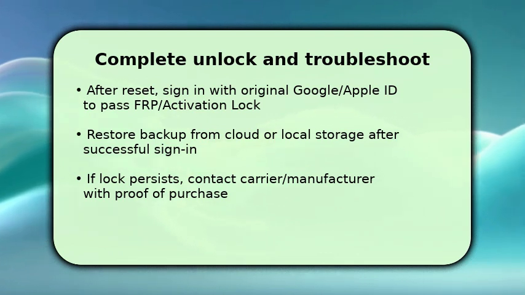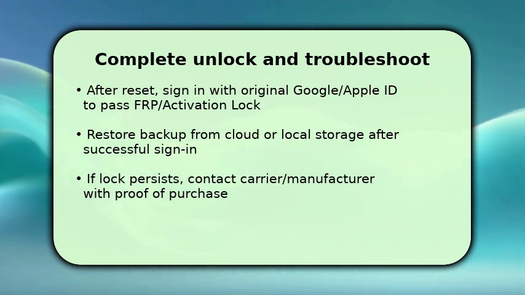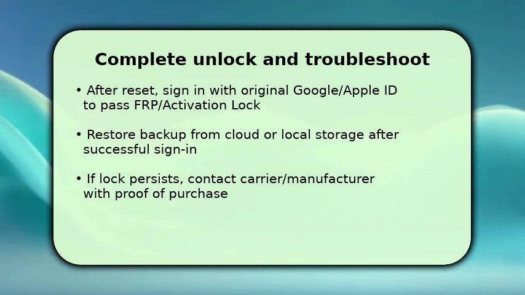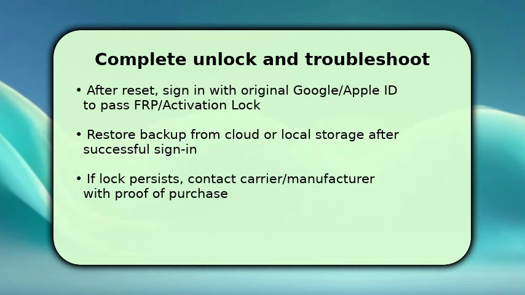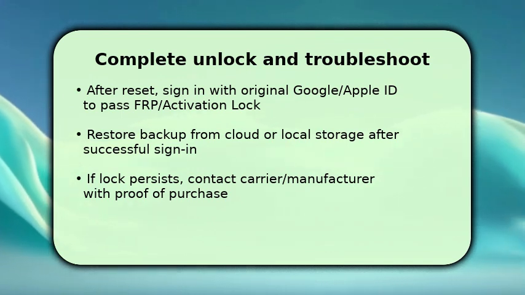If the lock still blocks you, stop and gather proof of purchase, then contact the carrier or manufacturer for assisted unlocking. One troubleshooting tip: keep screenshots or serial numbers handy. They speed verification and reduce back and forth.